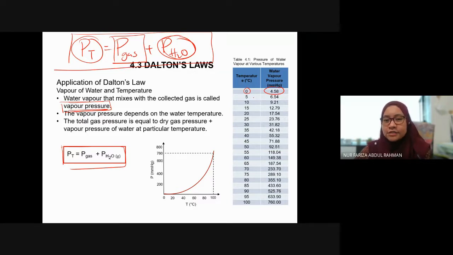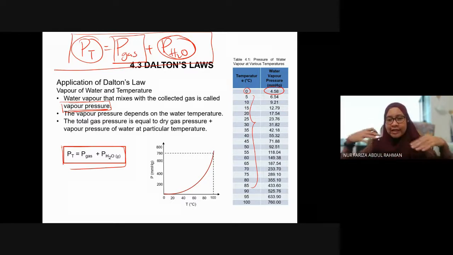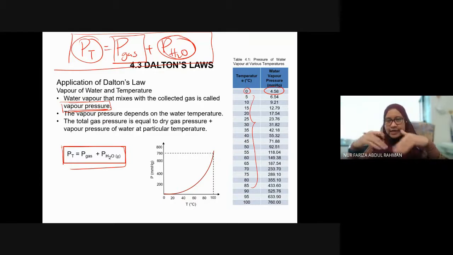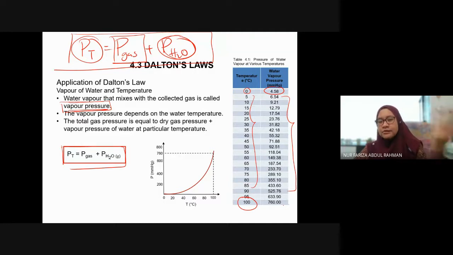Okay, so as the temperature gets higher, the water vapor will also increase. Maksudnya more water molecule escape from the surface of the water and become gas. Naik ke atas jadi gas. So more water vapor, that means more pressure. Okay, more pressure tu yang jadi tinggi tu. As you can see, the pressure become higher. Okay, at 100 degrees Celsius, it will eventually be the same as the atmospheric pressure.